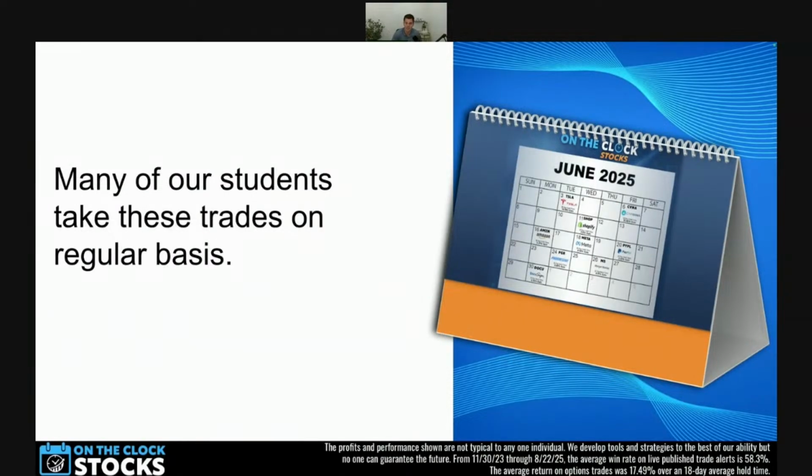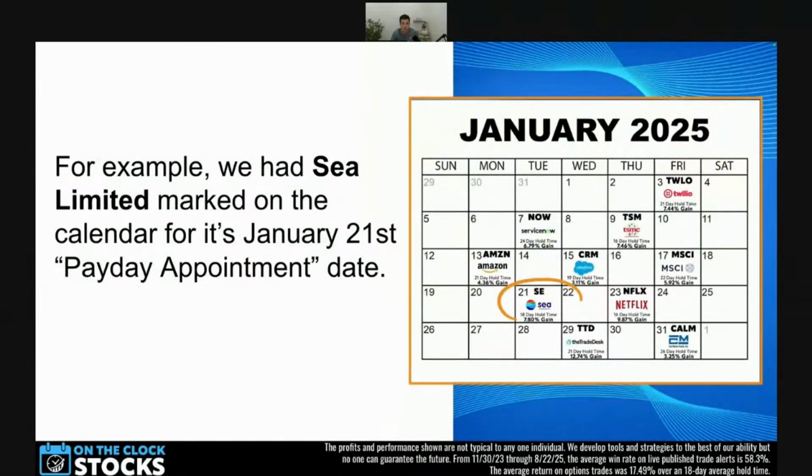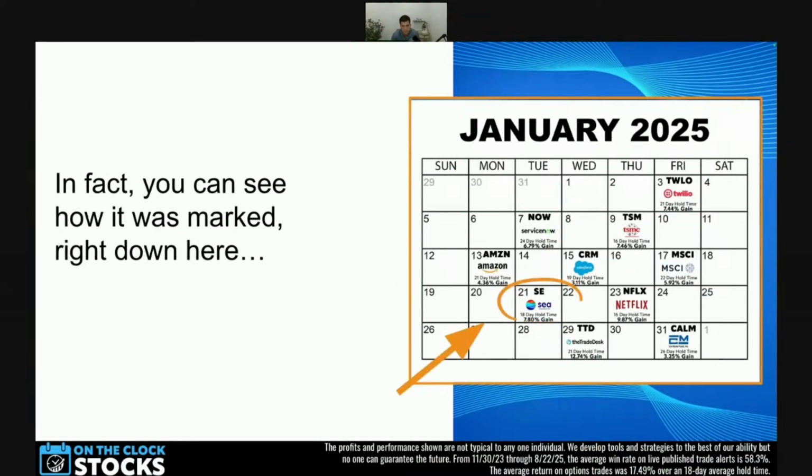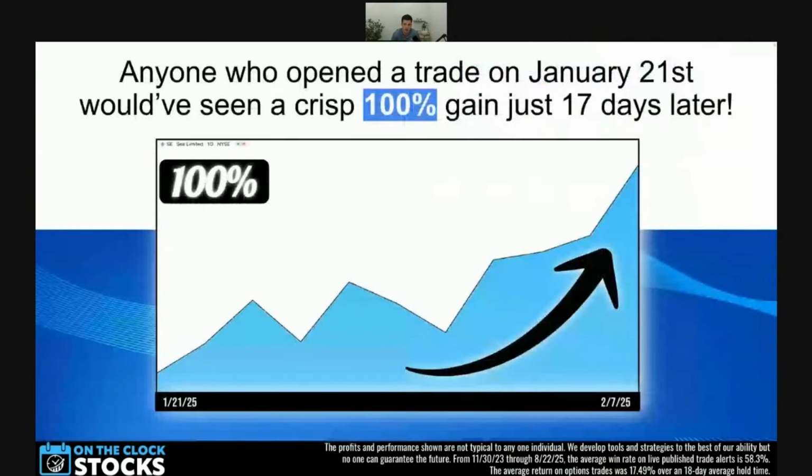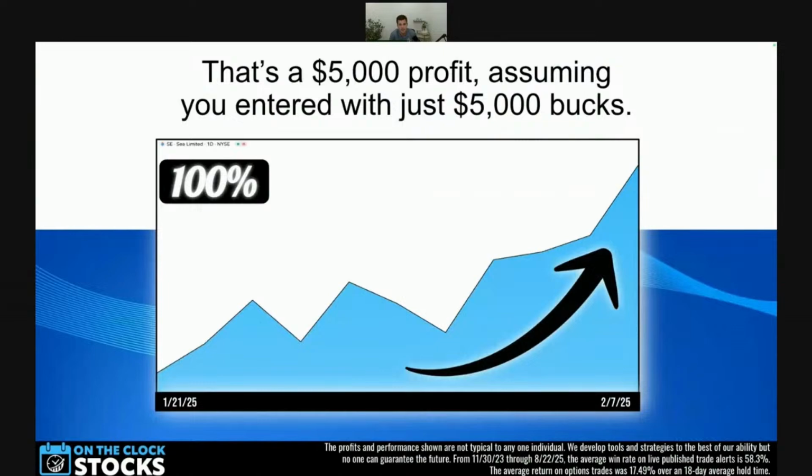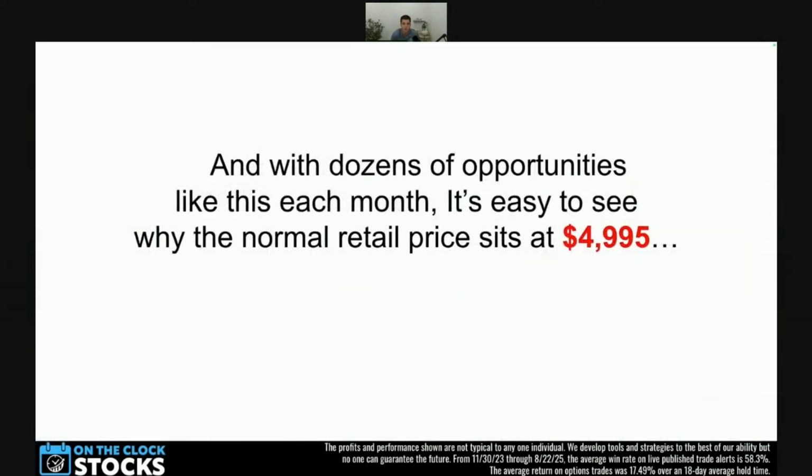Now, many of our students take these trades on a regular basis. Of course, you can do it with stock or you can do it with options. Of course, I teach you how to do the options. So if you want more and more opportunities, this is a great way to get rolling. For example, like with SE on January 21st, you can see it's marked down right there. Anyone who opened a trade on the 21st would have seen a double on their investment just 17 days later. Now that's like turning $5,000 into $10,000 right away.